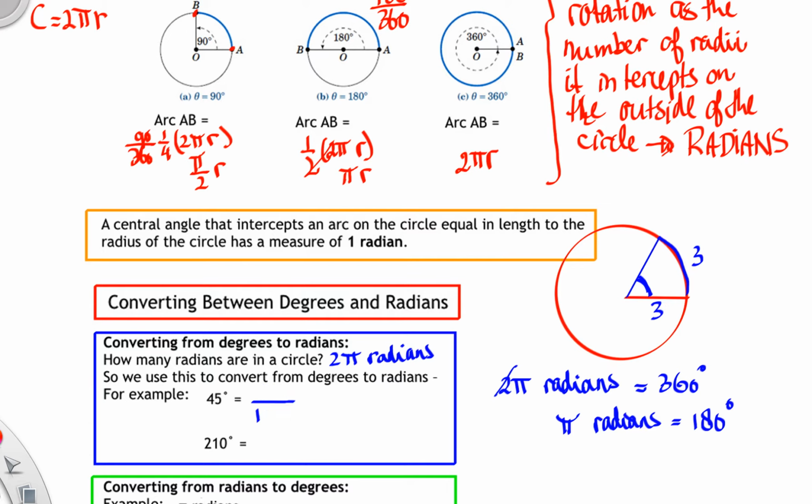That's the conversion unit that we want. Okay, and then we're multiplying here, and if you cancel all the way out, 45 goes in exactly 4 times in 180, so that would be pi over 4 radians. Now usually when we include pi in the measurement, it's understood that it's radians.